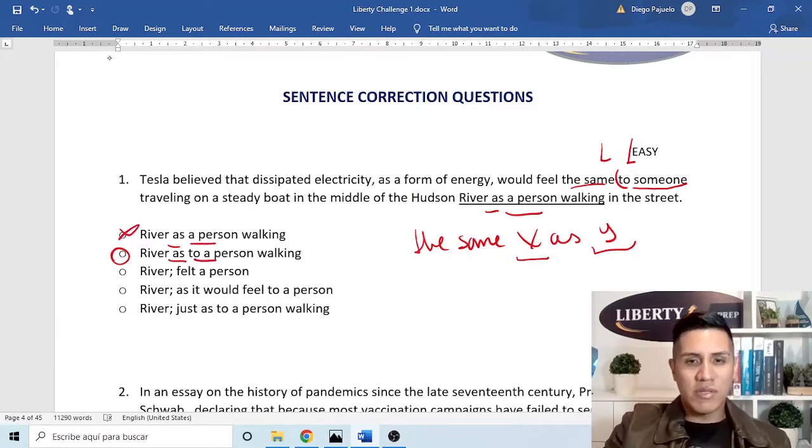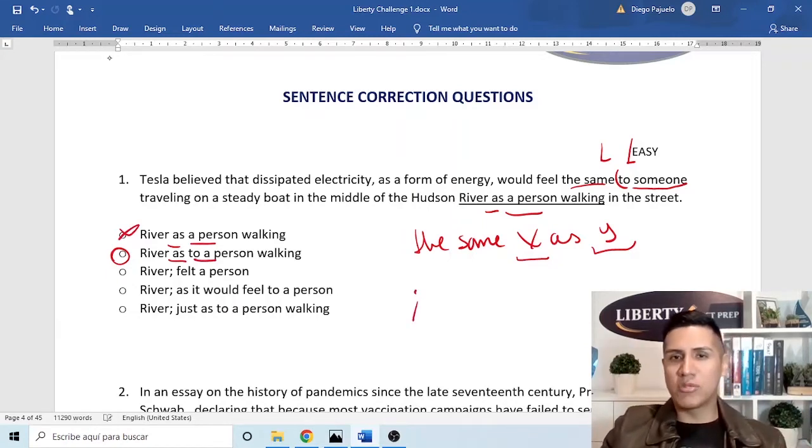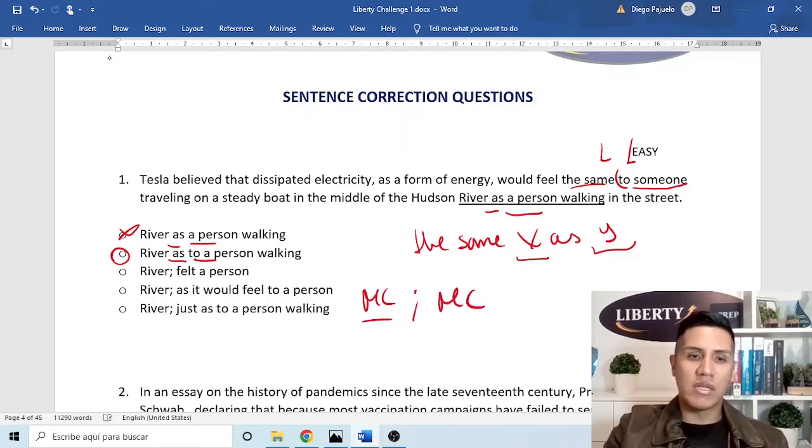Now, what about the semicolon? Of course, if you've been preparing for the GMAT, you should already know one of the most important, essential, basic concepts. When you have a semicolon, you need a main clause to the left and a main clause to the right. Actually, all of these have problems because to the right, they are not main clauses, right? Some people might think that letter D and letter E contain main clauses, especially letter D, right? Because you have an it, would.